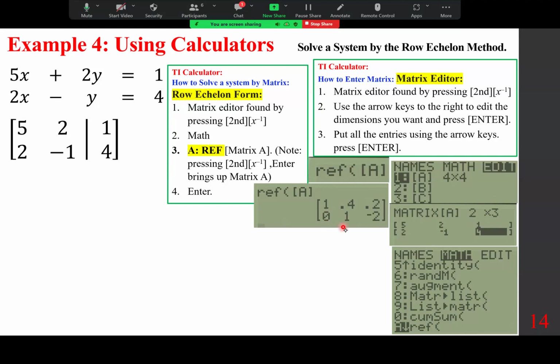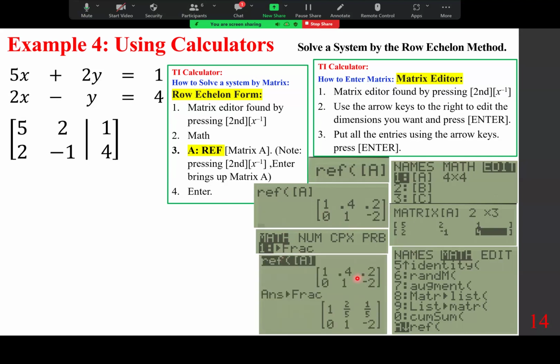And by the way, it may give you decimal format, it may give you a fraction format. But if you go to math and change it to fraction, it can change it to fraction. So this is changed to a fraction. And this may or may not be the way that you had it. Okay, it may be slightly different because row echelon form is not unique.